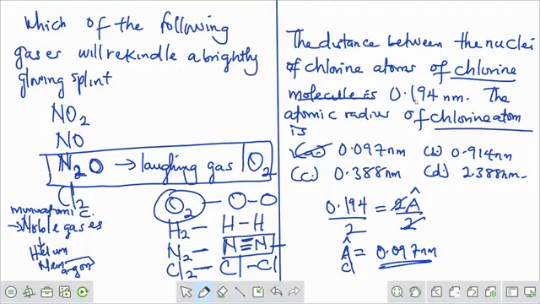But had they given the value for the chlorine atom and asked for the molecule, you would multiply 0.194 by 2, because a chlorine molecule is greater than an atom. So that's just it. So let's still look for some things we can really play with.